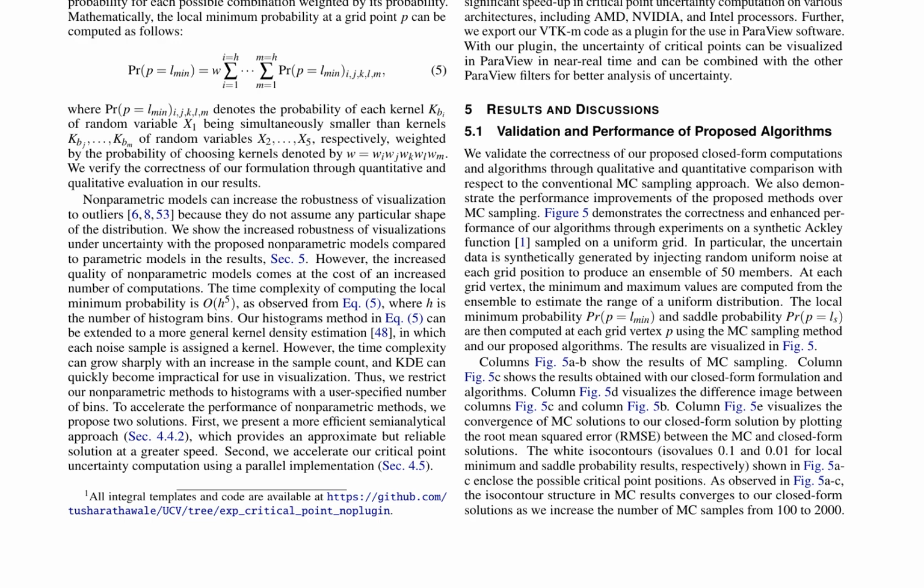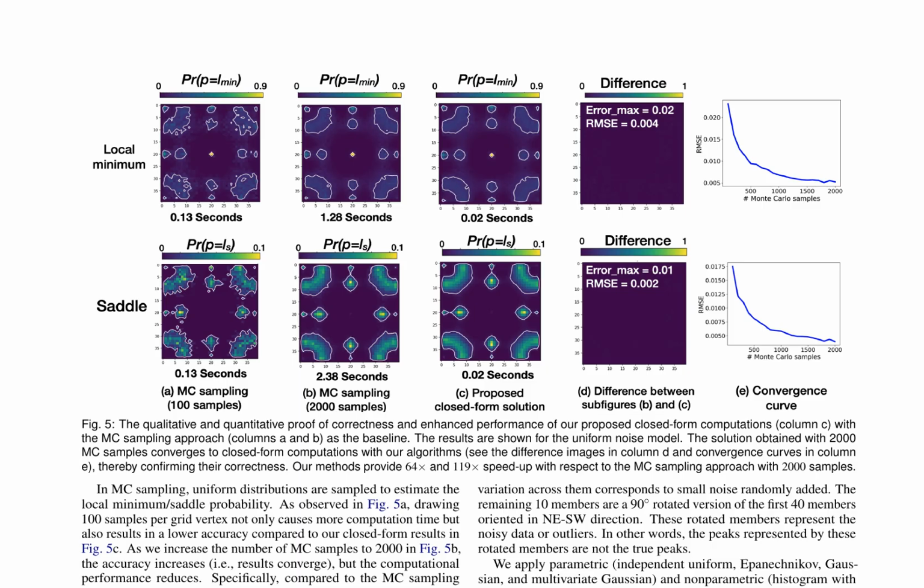Performance improvements of the methods over MC sampling are shown using a synthetic Ackley function, illustrating how MC solutions converge to the closed-form solutions as the number of MC samples increases. A comparative analysis of parametric and nonparametric noise models for computing critical point probabilities in ensemble data visualization is presented.